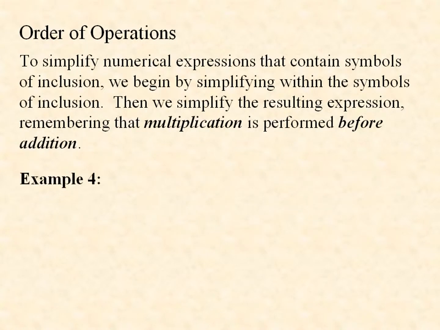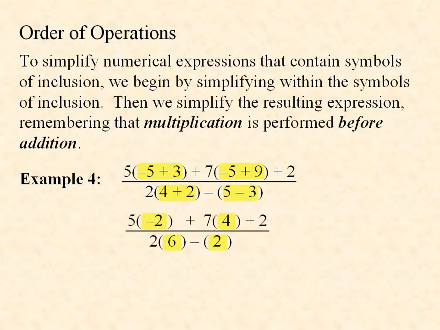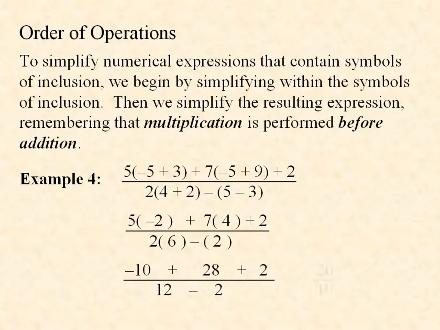For our last example, we will have a fraction. 5 parentheses -5 plus 3 plus 7 parentheses -5 plus 9 plus 2 over 2 parentheses 4 plus 2 minus parentheses 5 minus 3. We simplify within the parentheses first. And that gives us 5 times -2 plus 7 times 4 plus 2 on the top, and 2 times 6 minus 2 on the bottom. Then for the top and bottom, we do the multiplication parts first. That gives us -10 plus 28 plus 2 on the top, 12 minus 2 on the bottom. So we do the top and the bottom, we get 20 over 10, which is equal to 2.